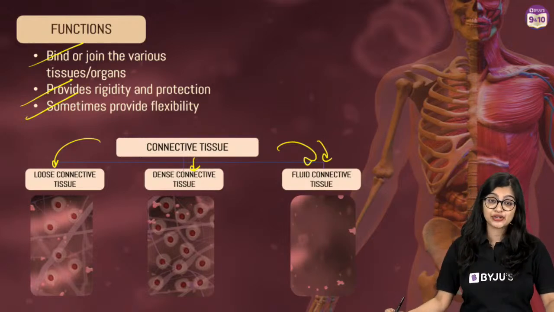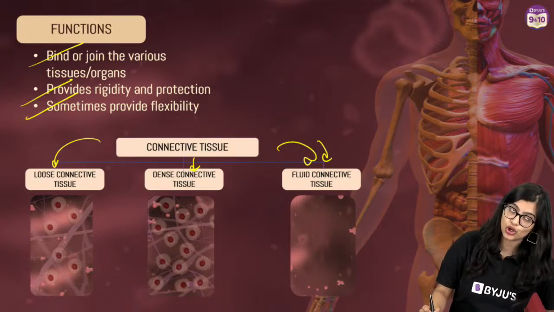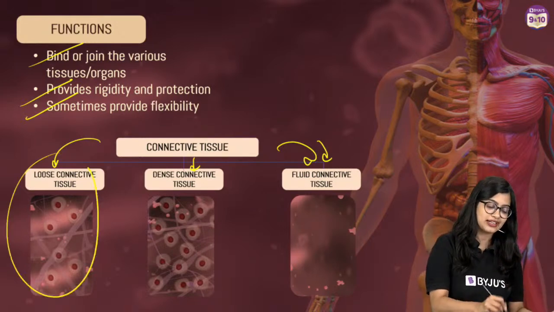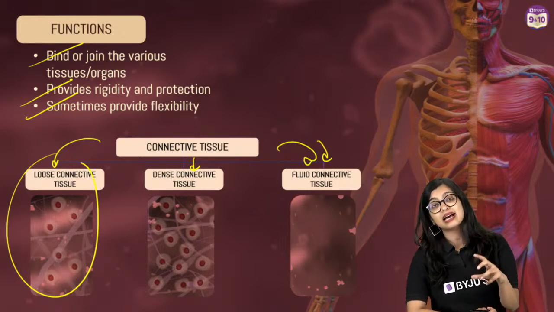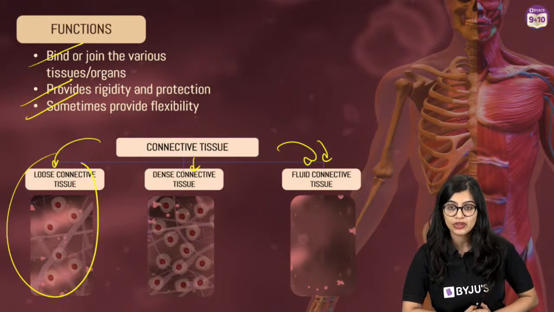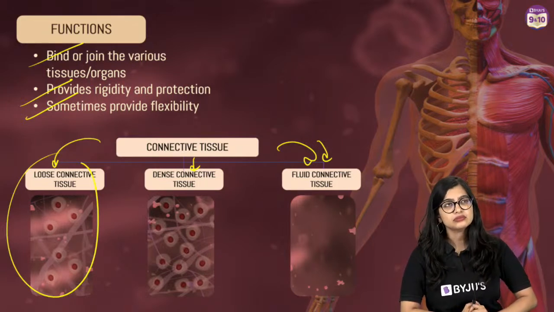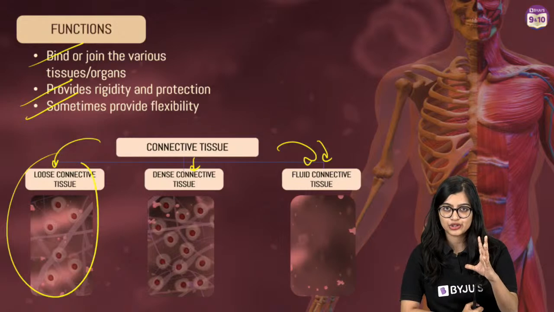So is matrix like the cytoplasm? No. Right? Yes, you can say to an extent in some cases. In loose connective tissue, it is jelly-like. But in some cases, it could be very rigid also. But I want you to think of matrix as a... I want to give you a nice analogy.